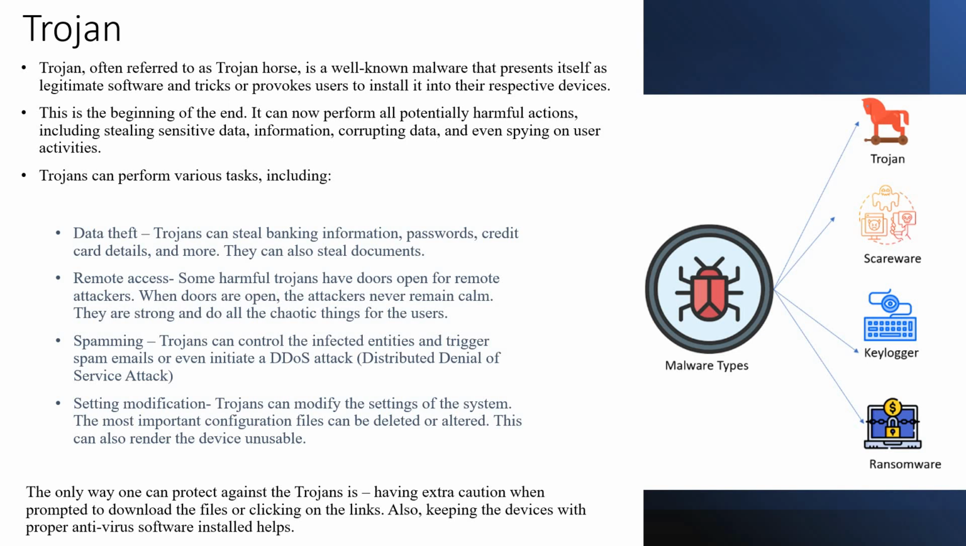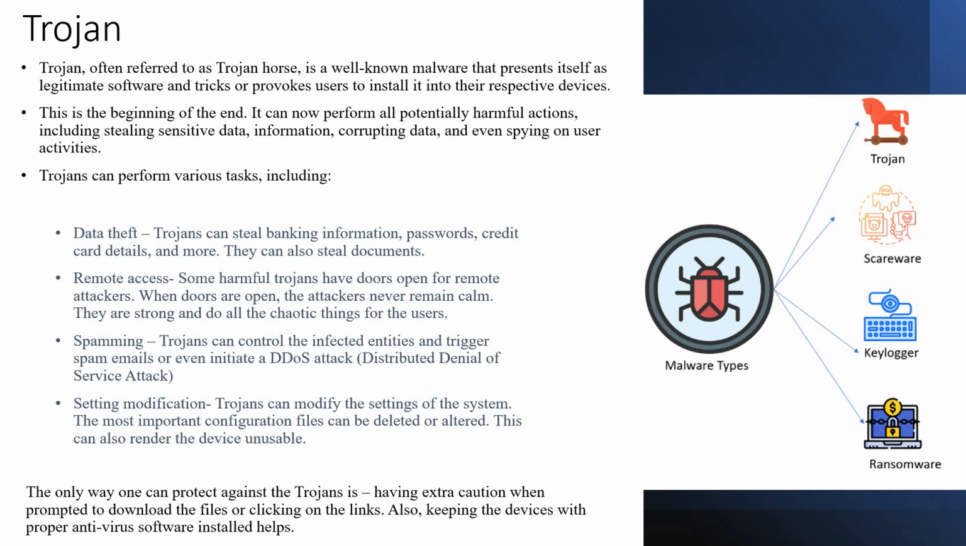The first type of malware is Trojan, which is often called a Trojan horse. It's a very well-known type of malware and it presents itself as very legitimate software. It tricks or provokes the users to install it and then it goes ahead and does the task. This is just the beginning of the end the moment you install this Trojan. It can corrupt data, it can steal sensitive data, it can even spy on user activities.